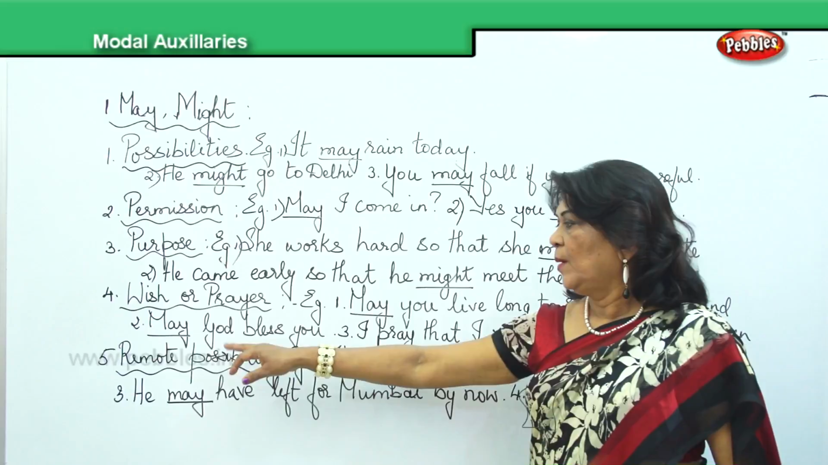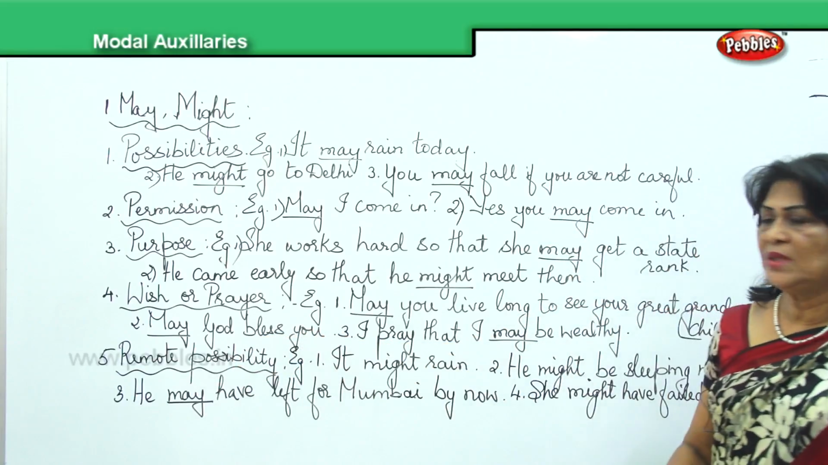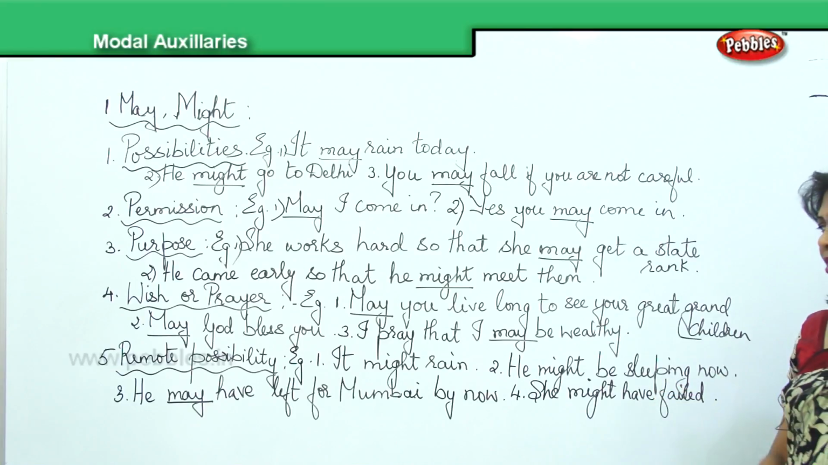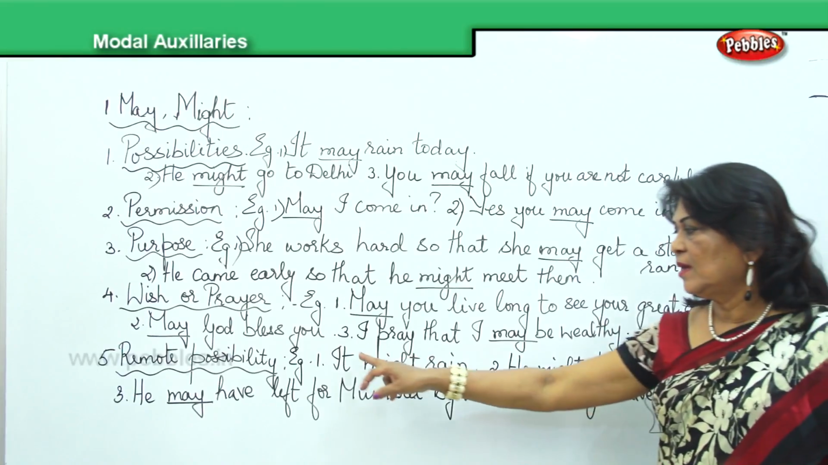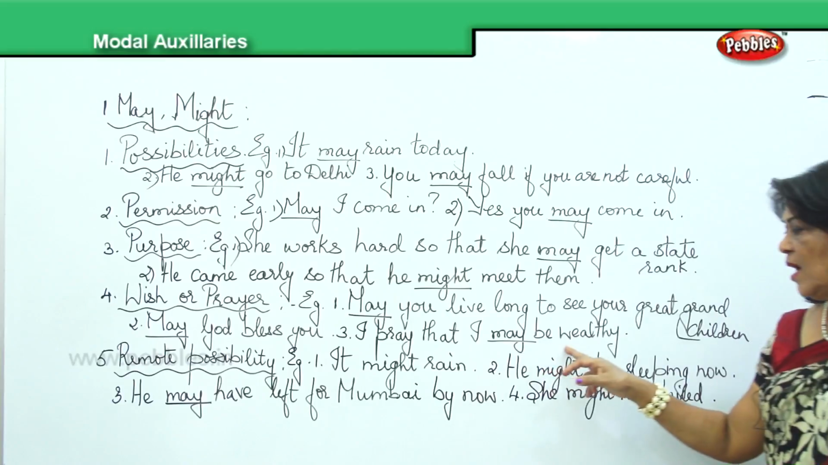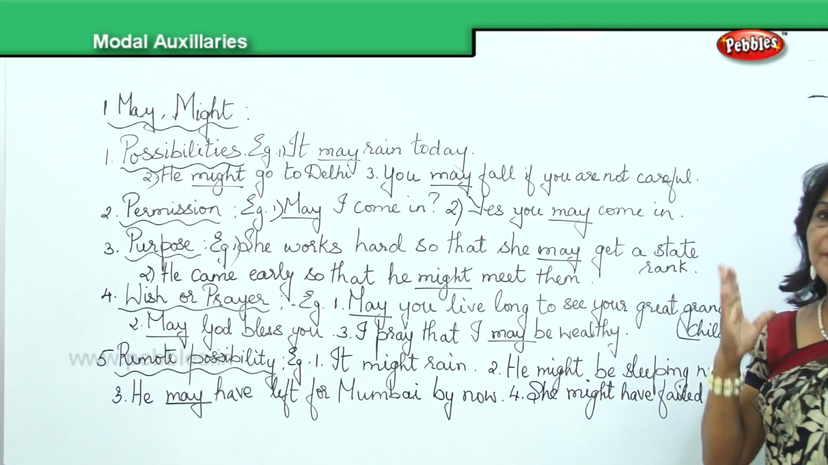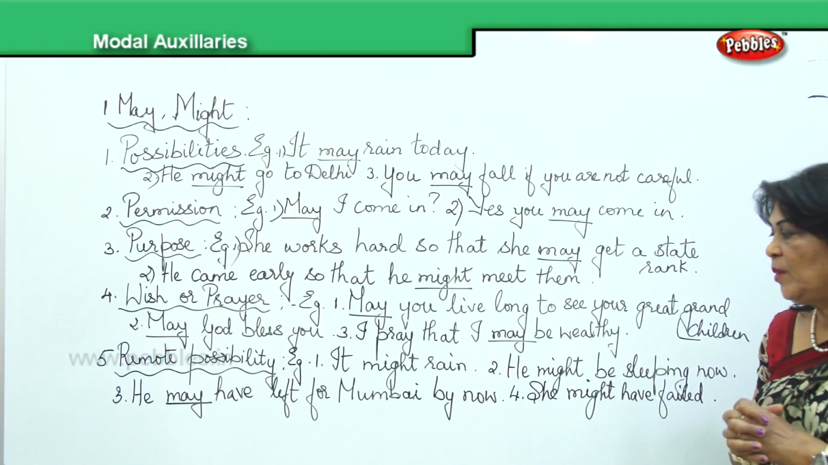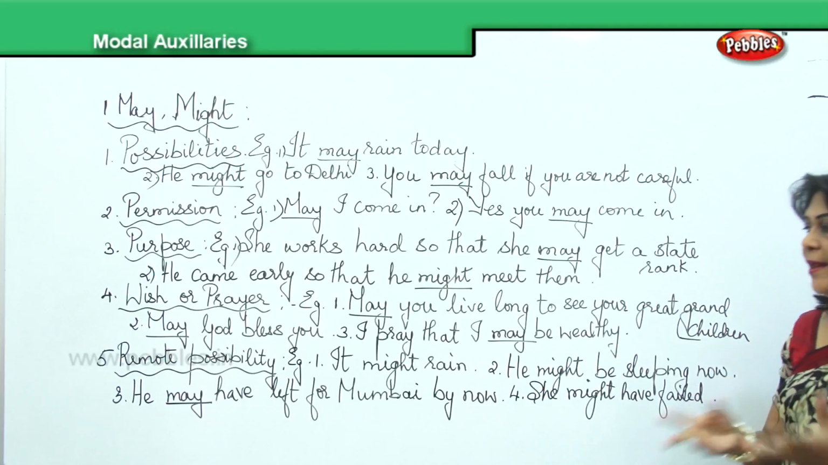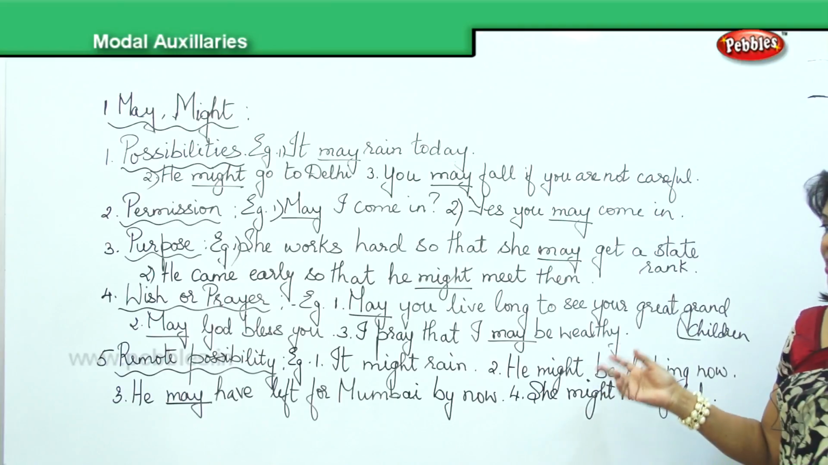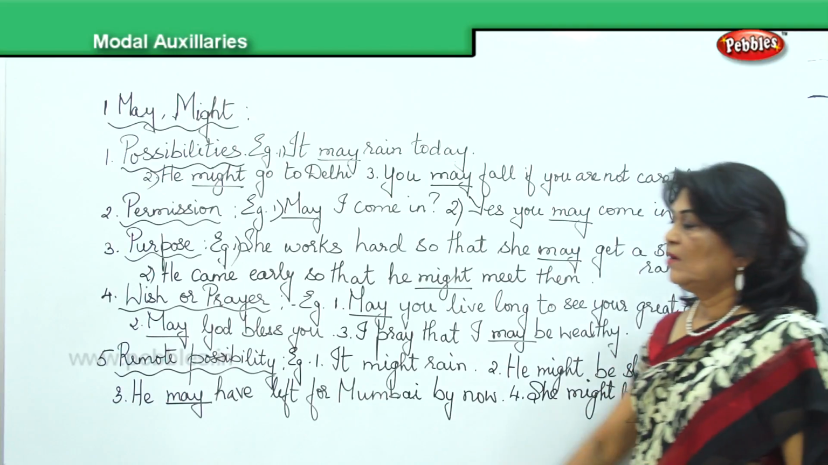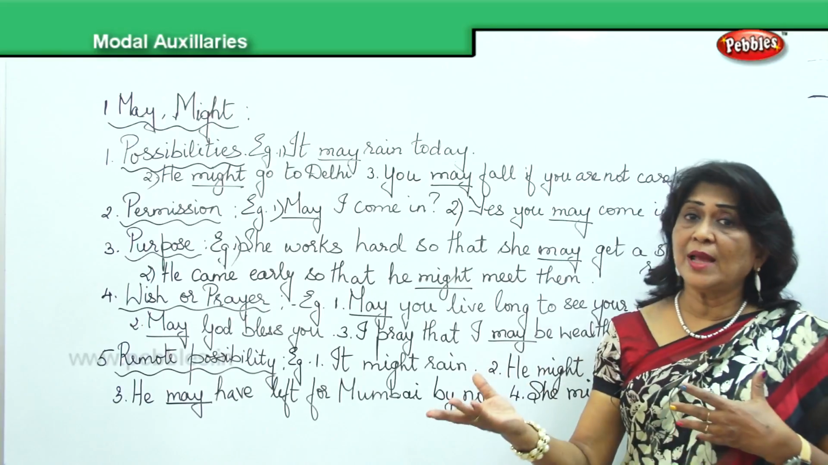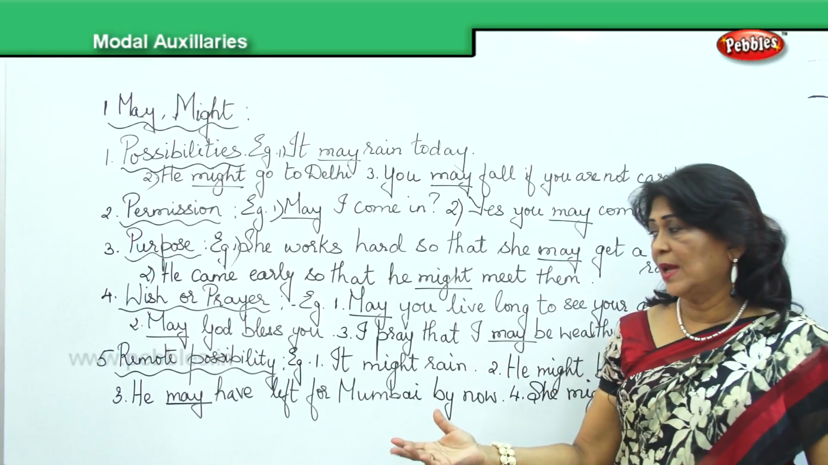Next one, may God bless you. This is again another blessing or wish to another one. Next one, I pray that I may be wealthy. This is a prayer. You are praying to God. I pray that I may be wealthy and healthy and all that. All these are prayers. Now, remote possibility is something which may happen, may not happen.